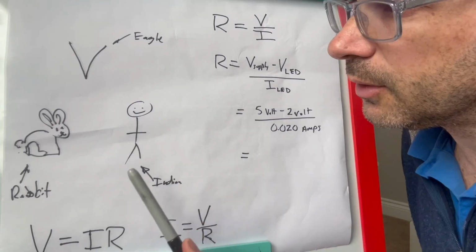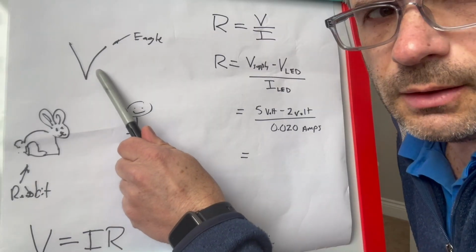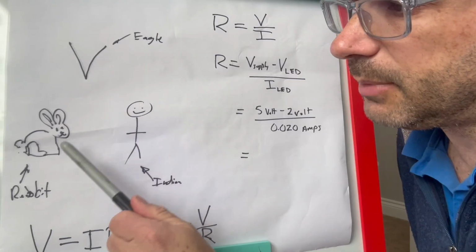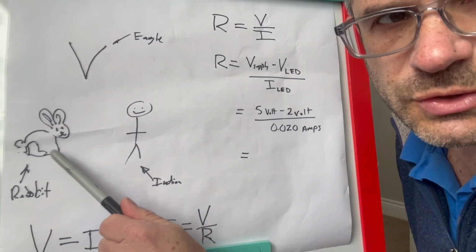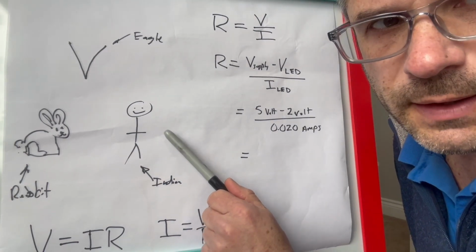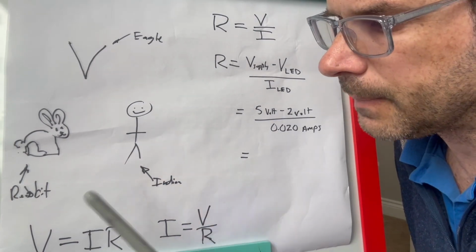This is how I remember Ohm's law. V is voltage, and that's an eagle. And that happens to be flying above a rabbit, which is resistance, which is also flying above an Indian. And that's how we represent current.